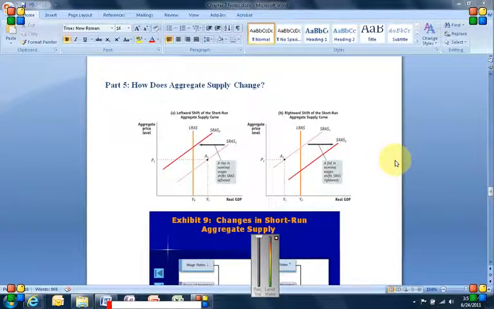So now that we've answered the question, what is aggregate supply, we want to talk about what can cause the aggregate supply curve to change. And as we've said many times before, make sure you're careful. There's a difference between saying a change in quantity supplied and a change in supply.